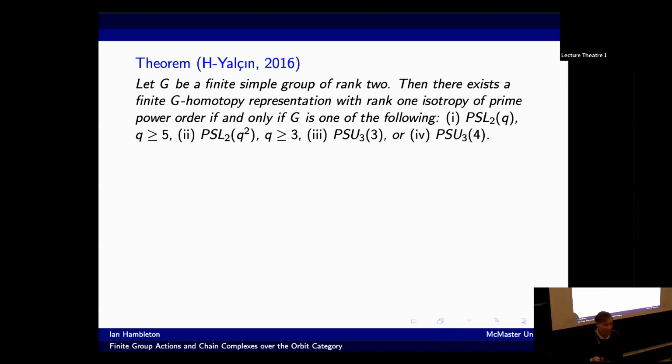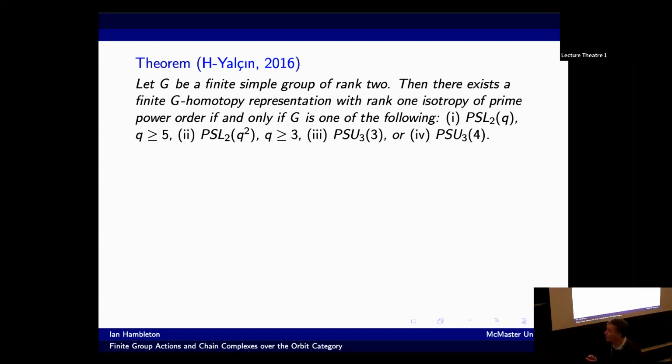And then we investigated the rank 2 finite simple groups. I'm sure you remember the whole list from some slides ago, but the whole list is longer than this list. So these are the ones that possibly admit a finite G homotopy representation with rank 1 isotropy of prime power order. So applying our theorem, we had to work through all of those, the 2-regular and fusion conditions and so on, with a lot of help from our friends, to understand how these work. You really have to get into the detailed structure of these rank 2 finite simple groups.